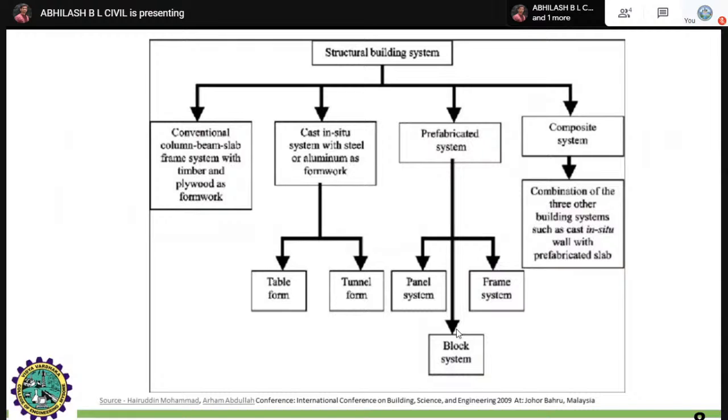The first thing is conventional column, beam, slab, frame system with timber work and plywood as a formwork. The first thing is, as you know, the general method of construction. Here I am not talking about the alternate methods of construction technologies, whereas general method of construction technologies, that is, first comes in the structural building system, the conventional method of construction. What do you mean by conventional method of construction?